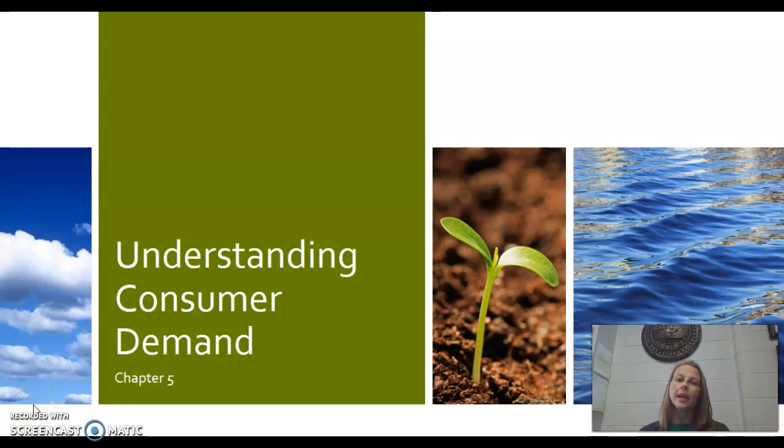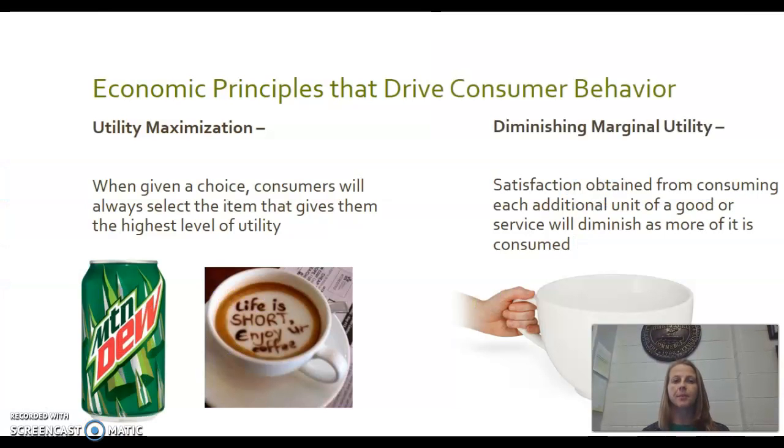Chapter 5 is looking at understanding consumer demand. And so, for us to understand consumer demand, there's really two principles that we are going to have to focus on. These principles are utility maximization and diminishing marginal utility. Now, if you remember, utility means satisfaction. So, satisfaction maximization, if you will, is when a consumer is presented with two options and they choose the one that gives them the most utility or the greatest satisfaction.